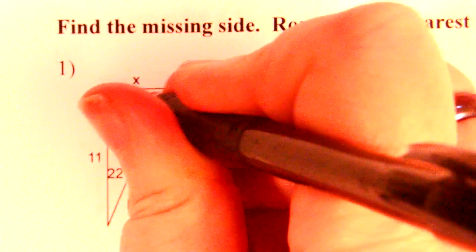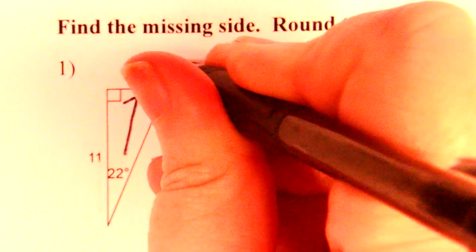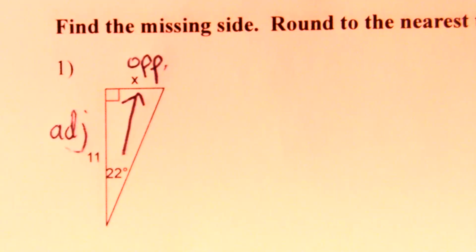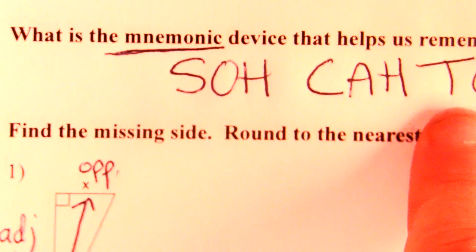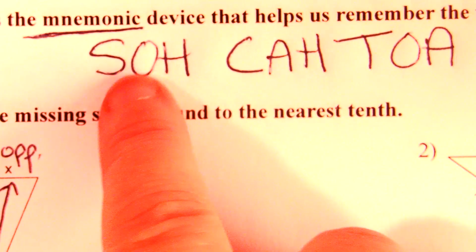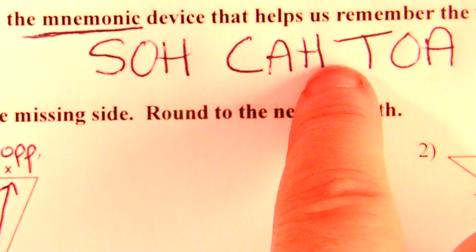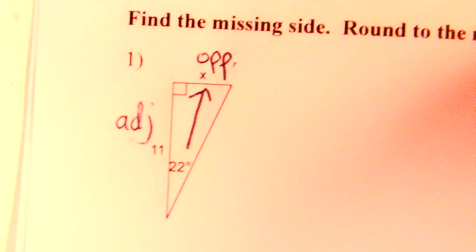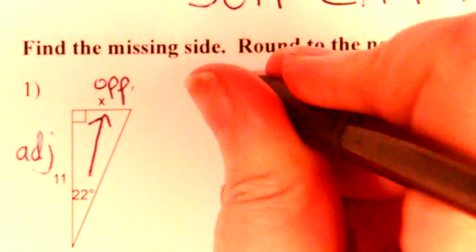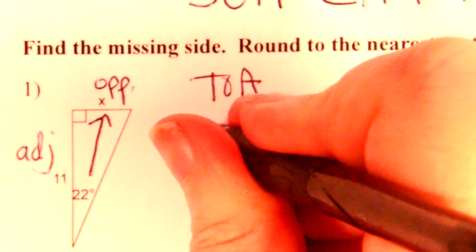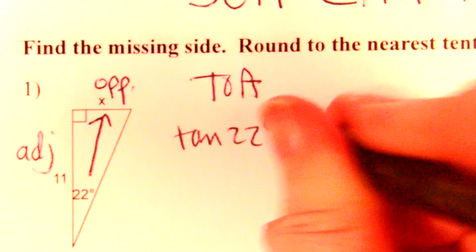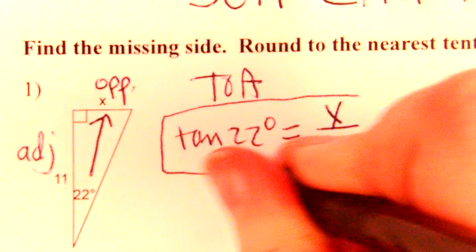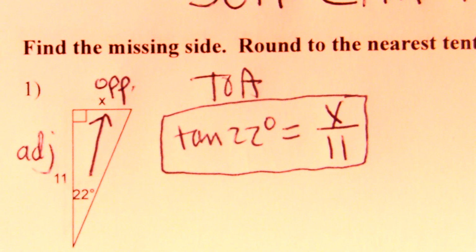Okay, opposite here is x. This is the hypotenuse, so this is adjacent. Adjacent and opposite. Which one has adjacent and opposite? Adjacent and opposite. TOA. So tangent of 22 degrees equals opposite x over adjacent 11. And then you circle the trig equation. This is the trig equation. You put a box around it or circle it.